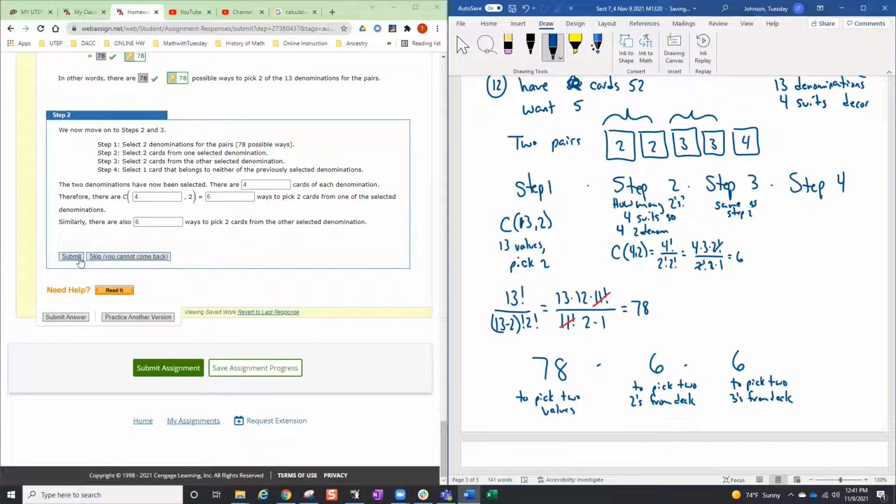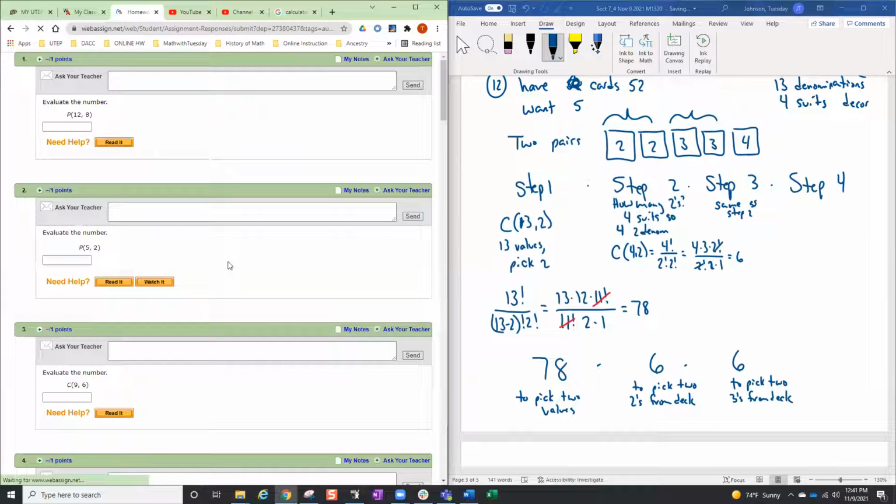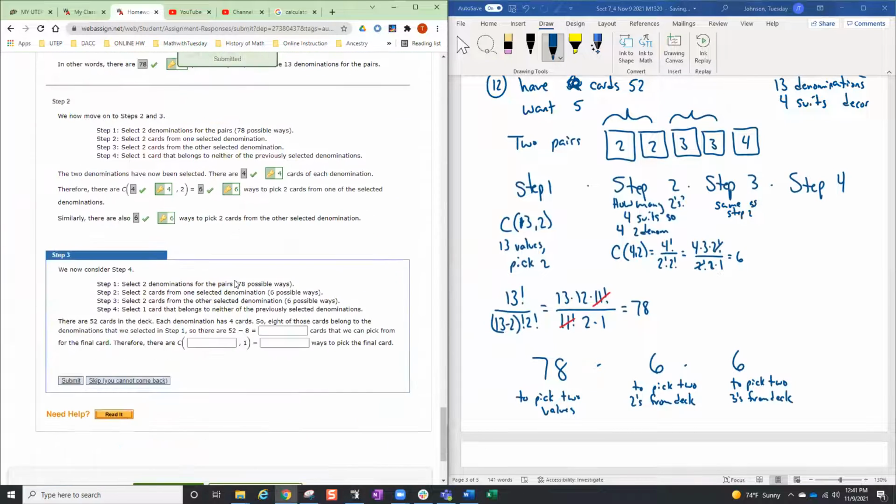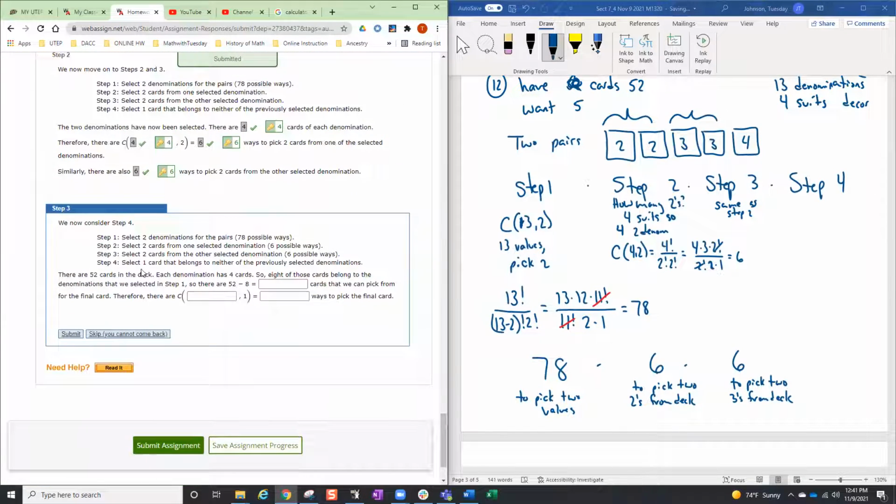Now with step 4, our last step, we want to select one card that belongs to neither of the previously selected denominations. So this 4 doesn't have to be a 4. It just can't be a 2 and it can't be a 3. We already took 4 cards out, right? How do I want to say this? All right, step 4.